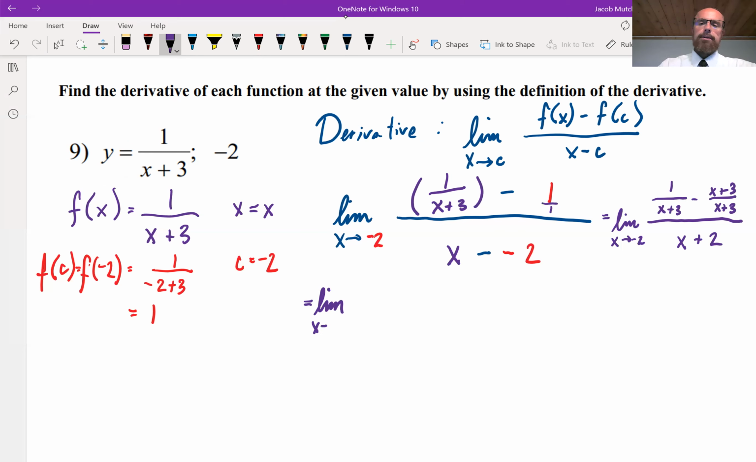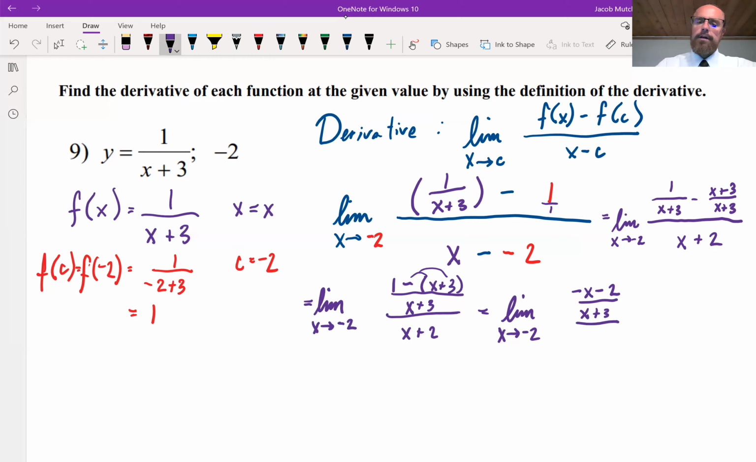That said, I'm going to combine my numerator fractions into one complete fraction now. So in my numerator, I'm going to have 1 minus parentheses x plus 3 over the common denominator of x plus 3, over x plus 2. Now I can combine my numerator of the numerator. So this is the limit as x approaches -2. 1 minus x minus 3, because I distribute that negative to each term. So that numerator is going to become -x minus 2 over x plus 3 over x plus 2.